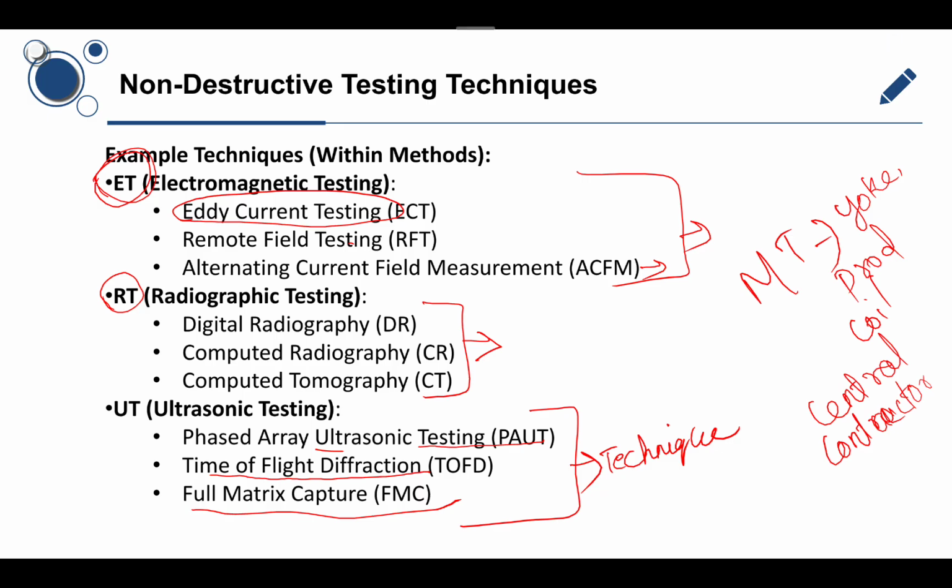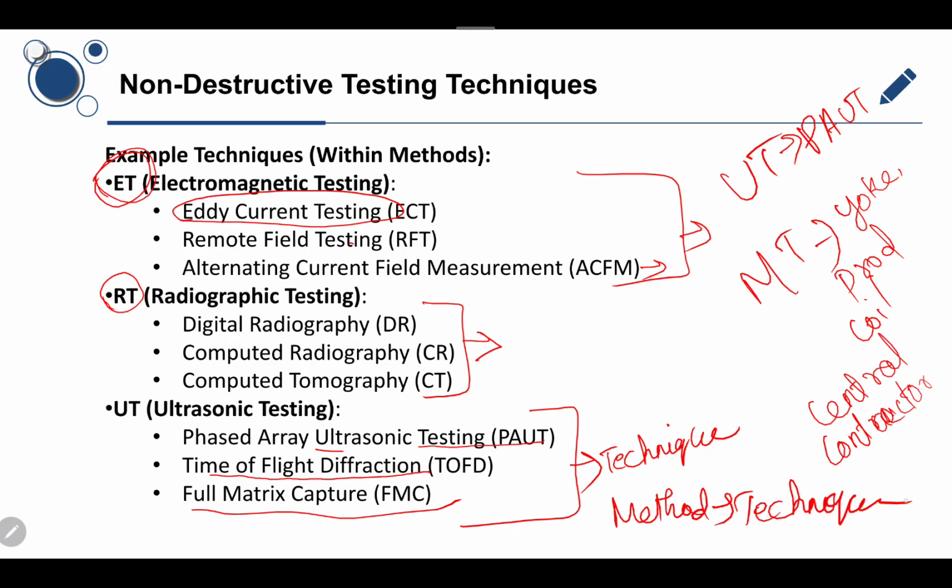For example, the method could be UT, ultrasonic testing. The technique might be PAUT, and the application could be weld inspection on a pressure vessel. So these are the method, technique, and application. This foundational knowledge is key to making sound judgments in your NDT career.